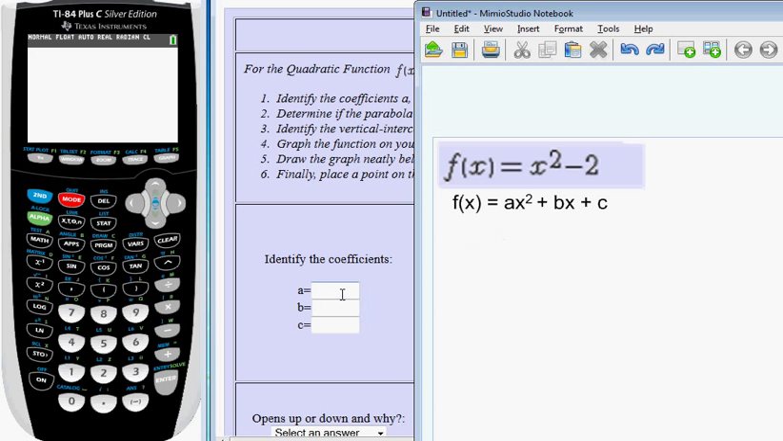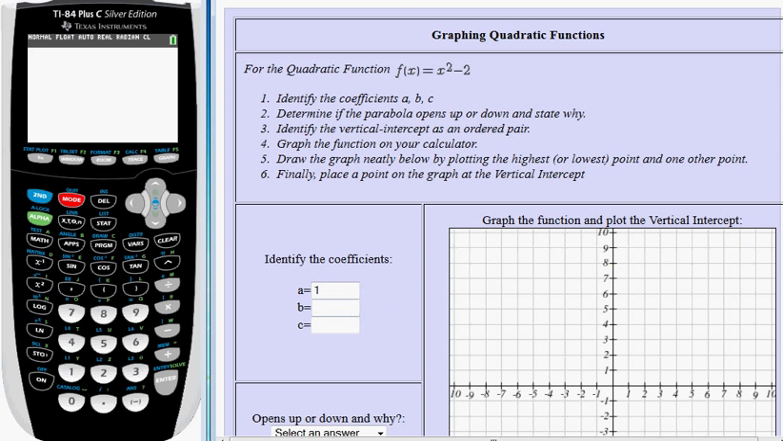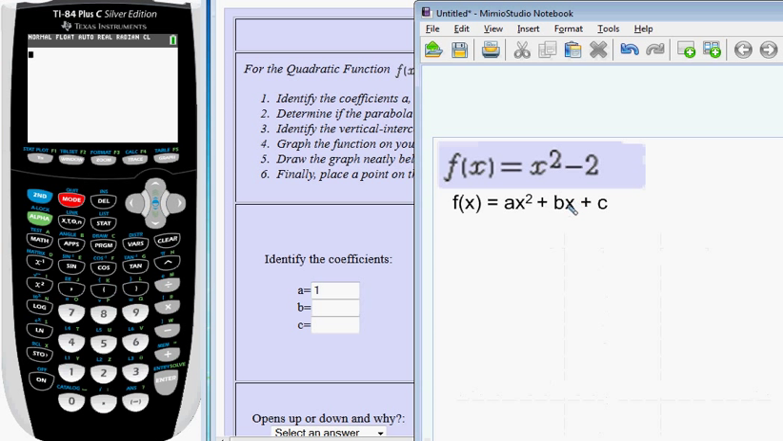So a is 1. B is defined to be the number in front of the term that has just an x, and since there's no term in the function with x, you have to think of the equation like this. You might not need to write it, but you at least have to think of it as being x squared plus 0x minus 2. Because 0 times anything is 0, I can slip that in and not change the value of this expression. So our b is 0.